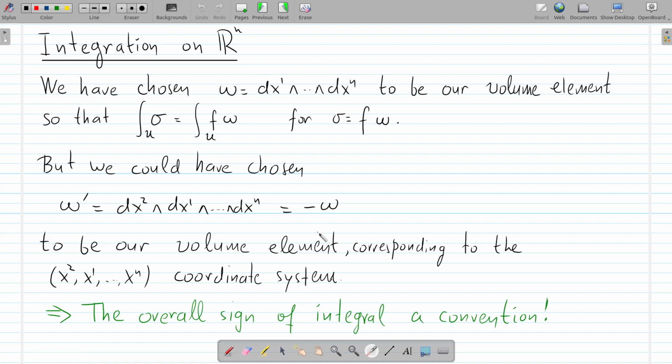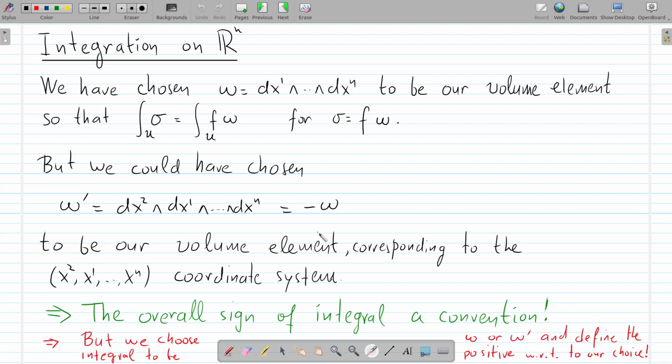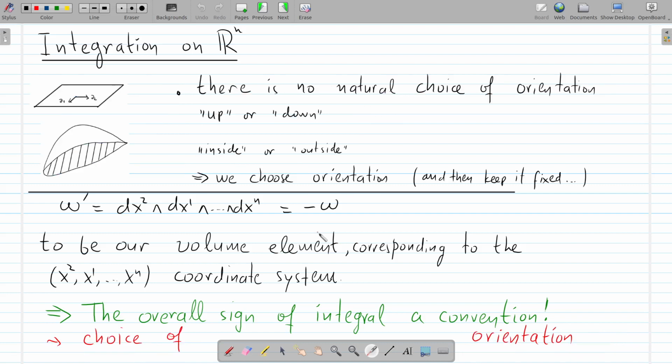So you see that the overall sign of the integral is just a convention. But what we actually use is to choose omega or omega prime to define the integration and say that after we make this choice, the resulting integral will be positive. And as we will see, this amounts to a choice of orientation in Rn.